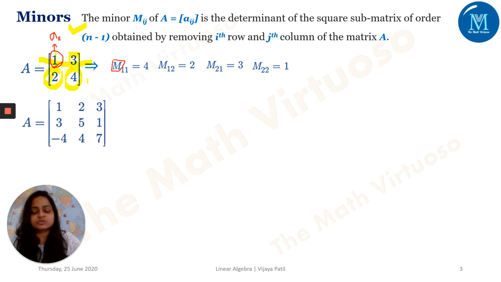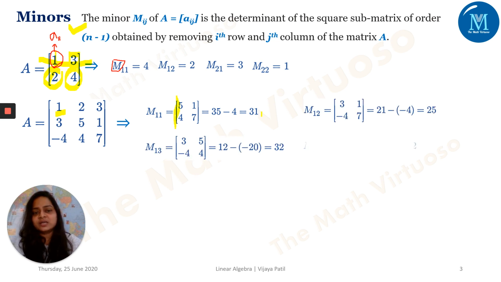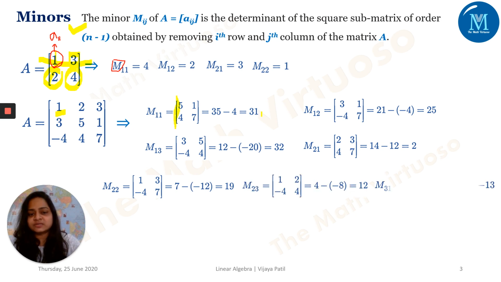Let me go ahead with one more example, a 3 cross 3 matrix. Suppose I want to find M11, the minor of the element placed in the first row and first column. I have to hide the first row and the first column, and take the determinant of 5, 1, 4, 7. This is nothing but the determinant, and how to find the determinant we have seen in the last video. So it's 5 into 7, 35, minus 4 into 1, that is 4, which is 31. Similarly, you can go ahead and find all those minors, right?